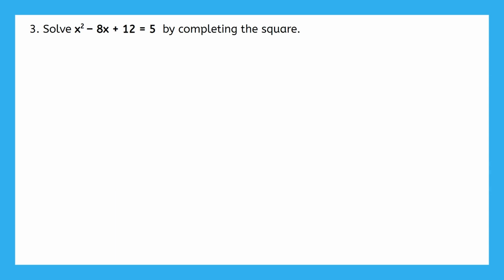This last one is to try for yourself. Pause here to solve x squared minus 8x plus 12 equals 5 by completing the square in your guided notes. We'll check your work when you're done.